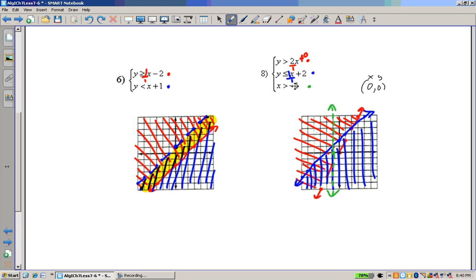So x is greater than -1. Let's plug in 0 for x. So 0 is greater than -1. Is that true? Well, yes, it is. 0 is greater than -1. So we're going to shade towards the origin. We're going to shade to the right.